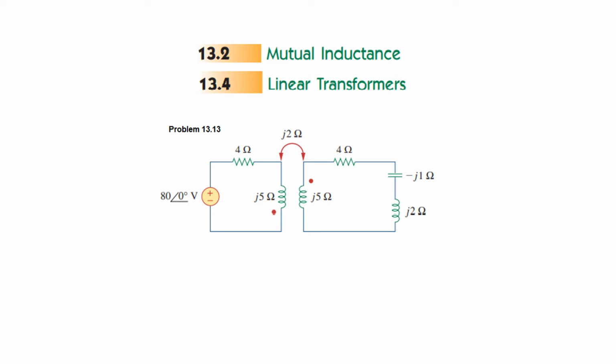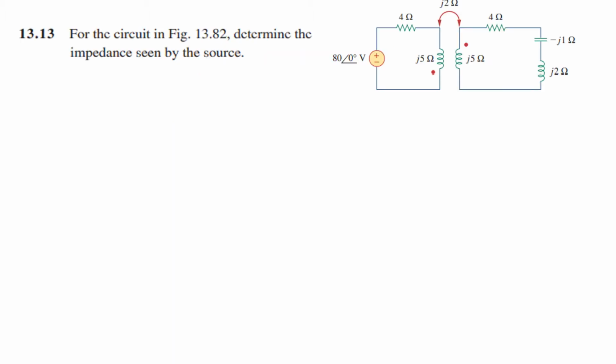Bismillahirrahmanirrahim. In this short video, we'll solve an end of chapter problem from chapter number 13. The problem number is 13.13, and this is on the request of a student from Bangladesh. The question is, for the circuit, determine the impedance seen by the source.